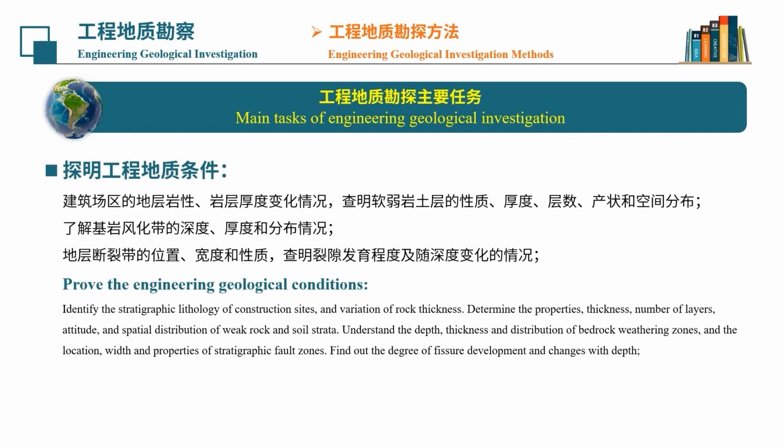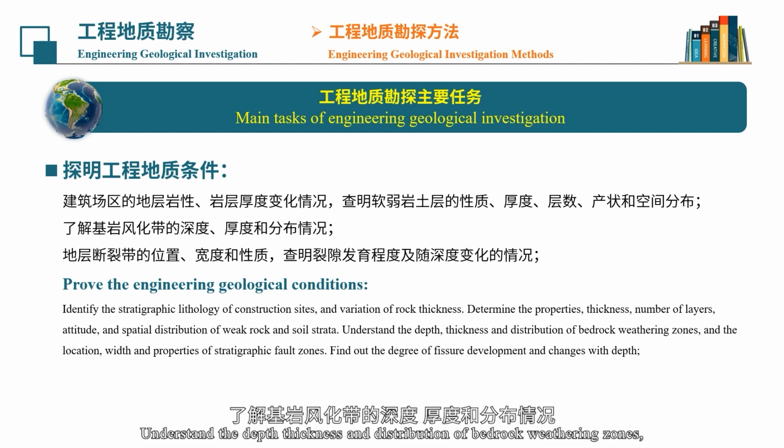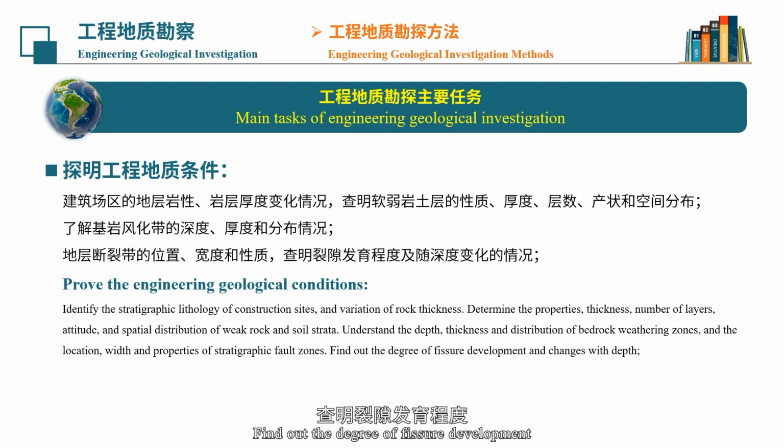The first task is to prove engineering geological conditions: the stratigraphic lithology of the construction site area, variation of rock thickness, and determine the properties, thickness, number of layers, altitude, and spatial distribution of weak rock and soil strata. Understand the depth, thickness, and distribution of bedrock weathering zones, and the location, width, and properties of stratigraphic fault zones. Find out the degree of fissure development and the changes with depth.